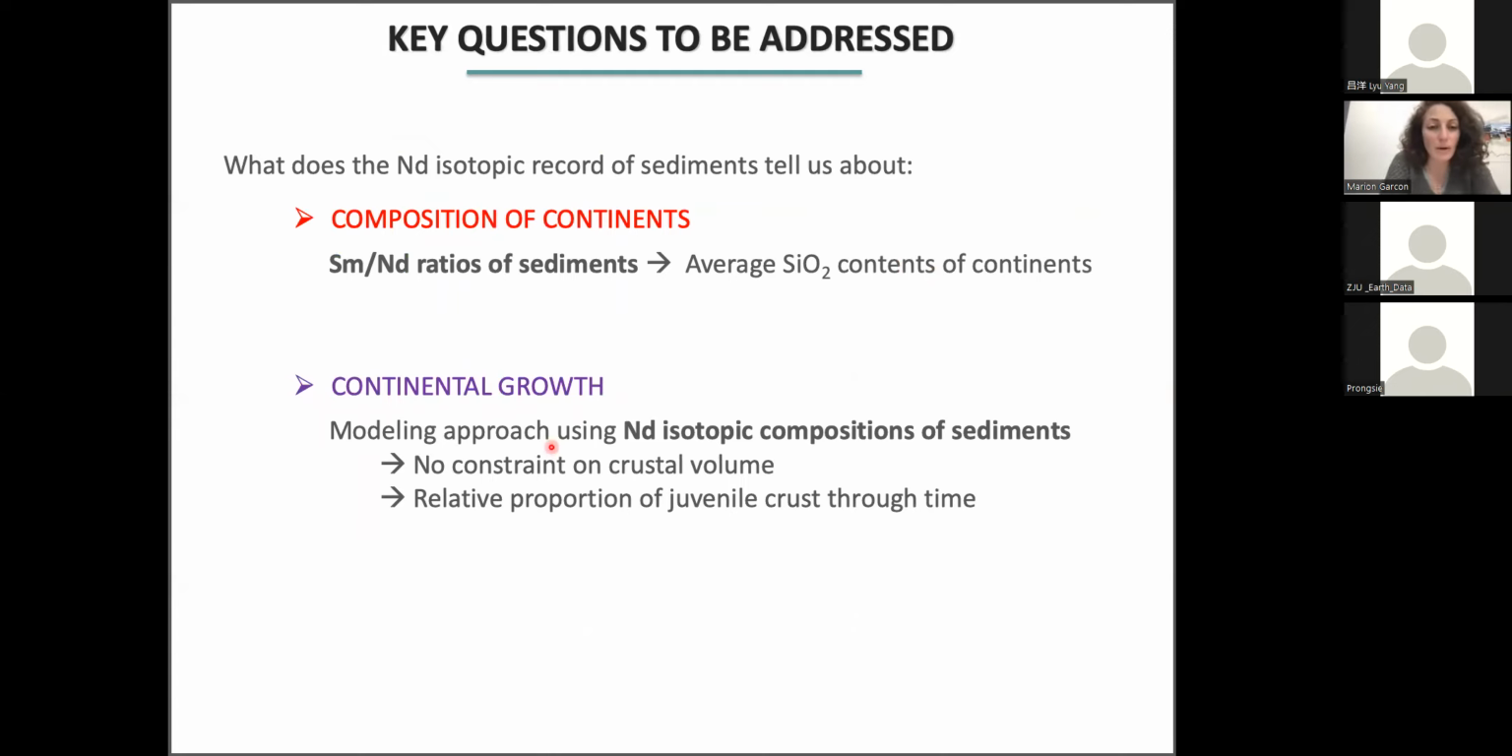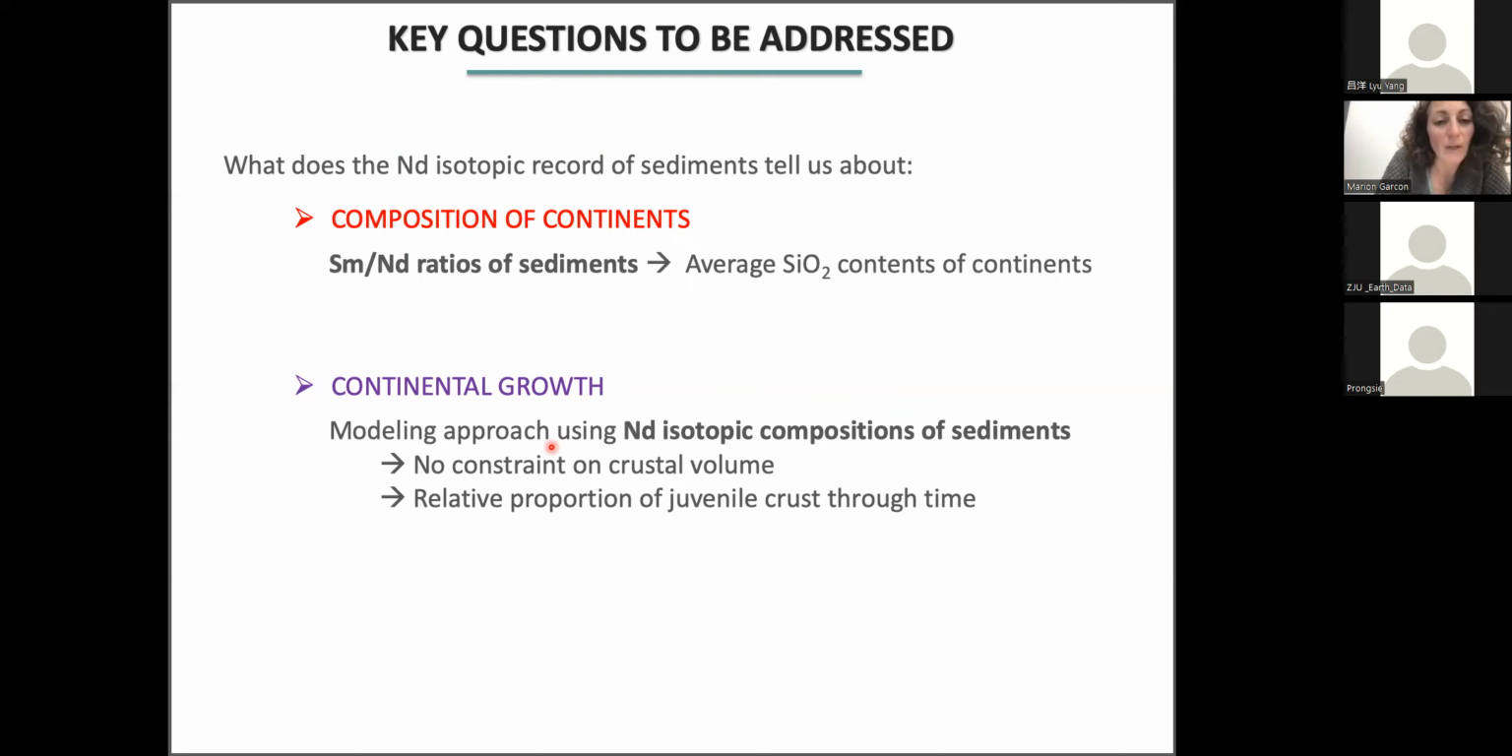And then the second part will be more about continental growth. I'm going to try to show you a modeling approach using neodymium isotopes, not to constrain the volume of crust, because I think this is something that I cannot do with this database. It's just underconstrained.